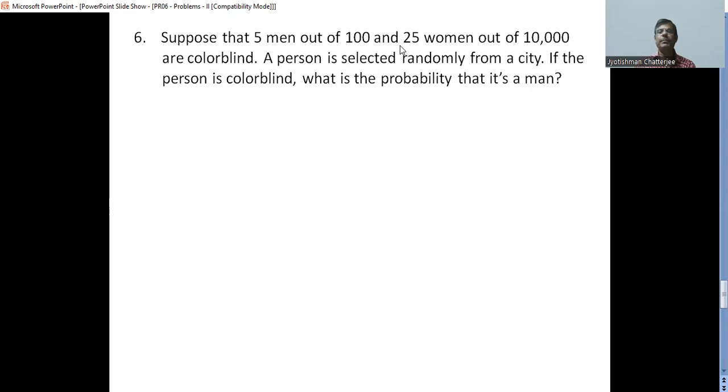And we are selecting one person randomly from the city. It's given that the selected person is colorblind, and we are doing a back calculation. What should be the probability that the selected person is a man? The selected person is given to be colorblind. What is the probability that the selected person is a man? That's the question.